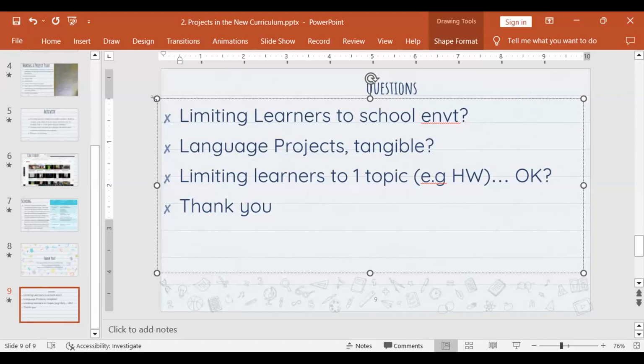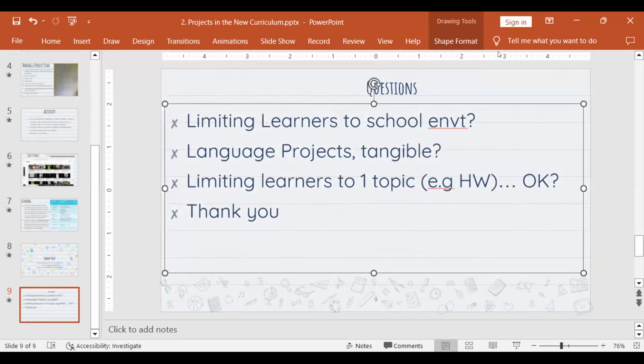First, the question of limiting learners to the school environment. We shouldn't limit them. The only challenge is that some schools are so closed that they may not easily allow learners out, but what the colleague is doing of taking learners out of school, I think it is very okay. On language projects, I can't give more ideas, but I've seen my language teachers collecting menus from students, well designed, and I don't know what problem they're trying to solve. I can't give so much detail.